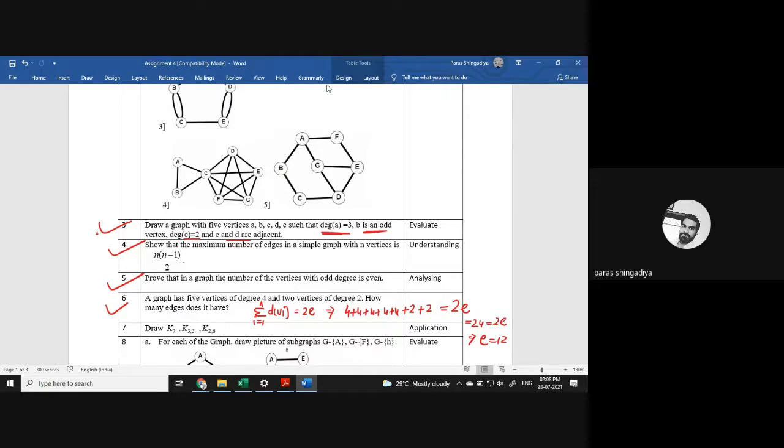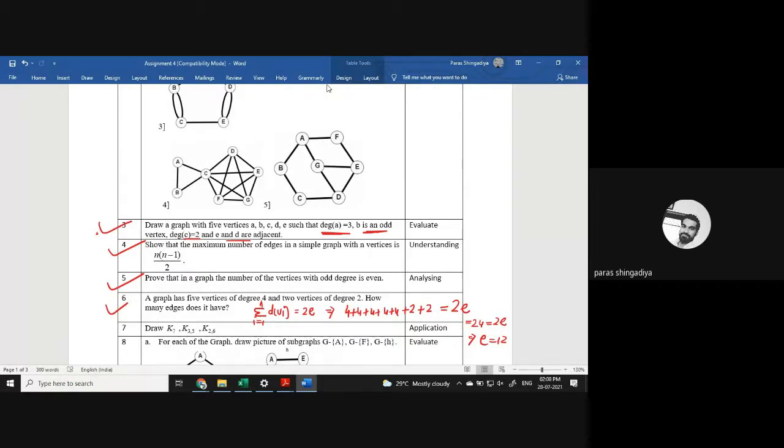7 vertex, but the degree of all the vertices should be 6. Here it is different. Okay, 7 question. That is a complete graph, and these are the two complete bipartite graphs. Now draw the graph of this question.